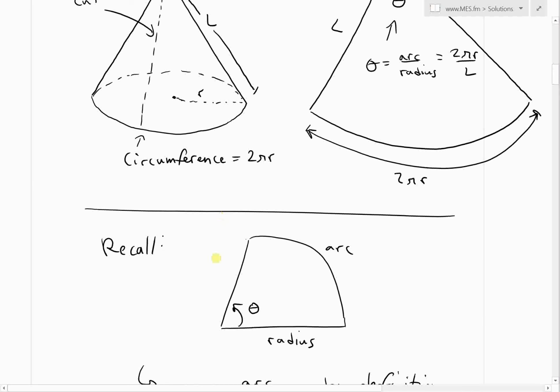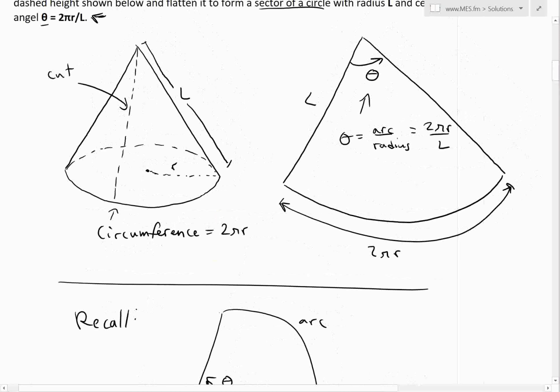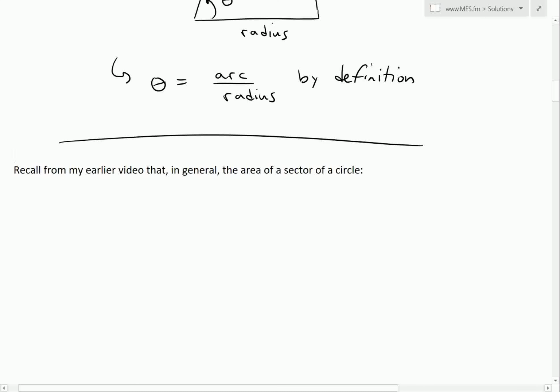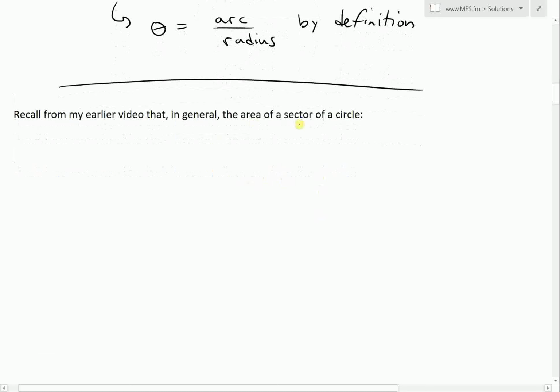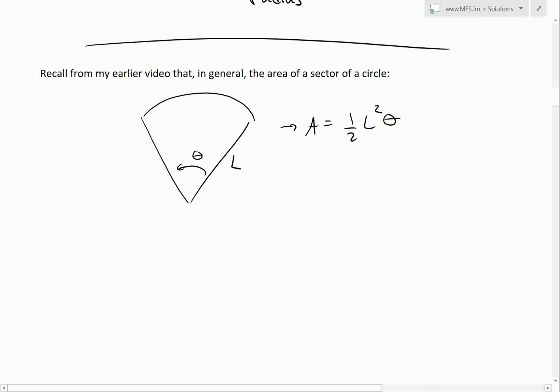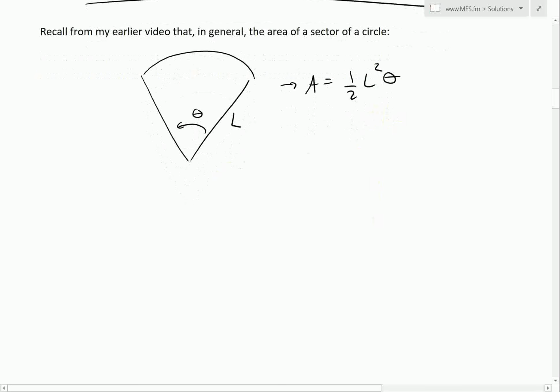And now the surface area of this cone is basically the area of this flattened sector of a circle. If you recall from my earlier video, I proved that in general, for pretty much any angle, the area of a sector of a circle is, if that's theta and this is the length L, simply 1/2 L squared theta. L or R, this is just the radius.